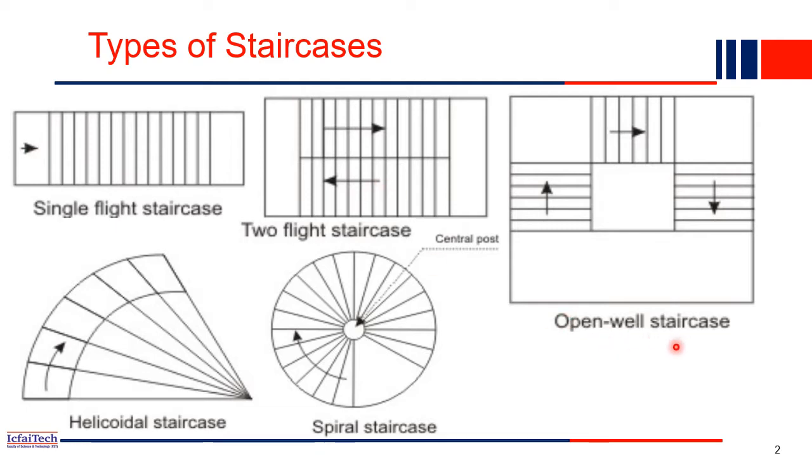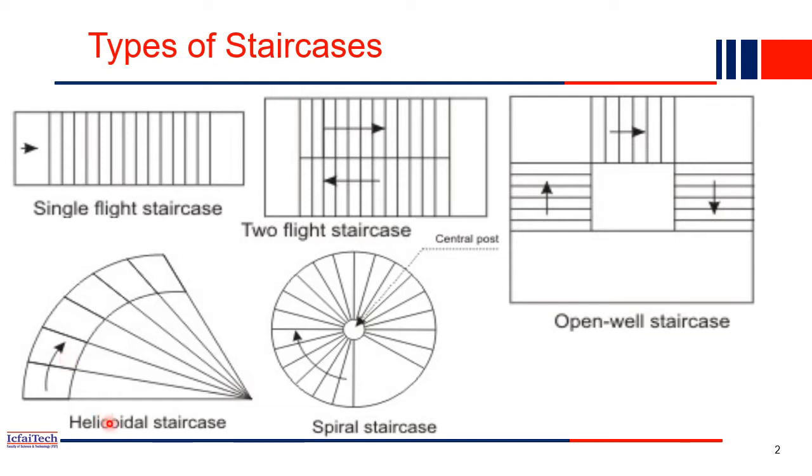Then we have the open well staircase. In our campus, all the staircases you can see are actually open well staircases. You go up one third, then the middle one third goes in this direction, and the last one third goes in this direction, and you reach the first floor from the ground floor. So it is the open well staircase. If you see, this is a well, right? Inside the middle some well type space will be there, so that's why it is called an open well staircase.